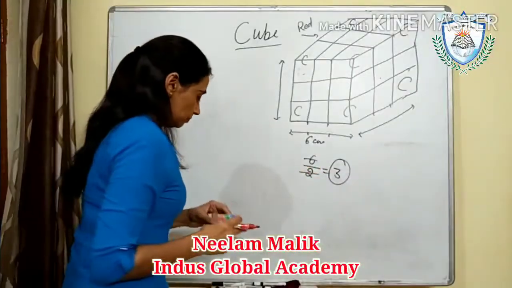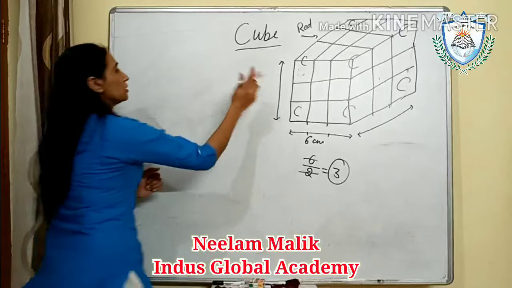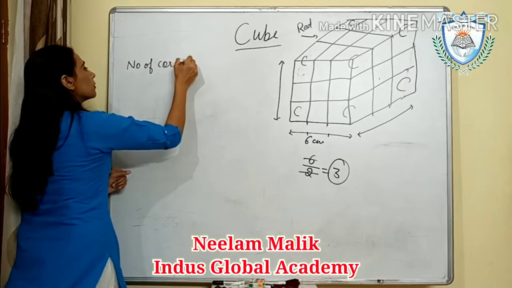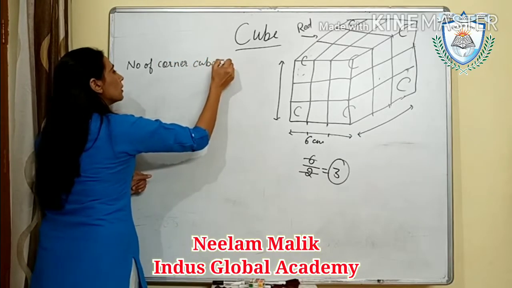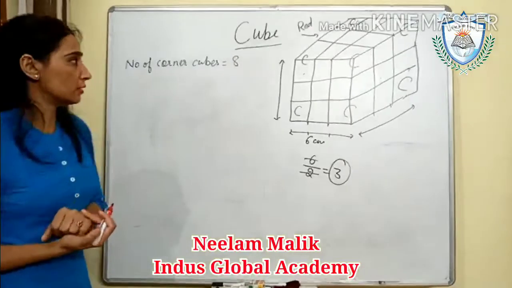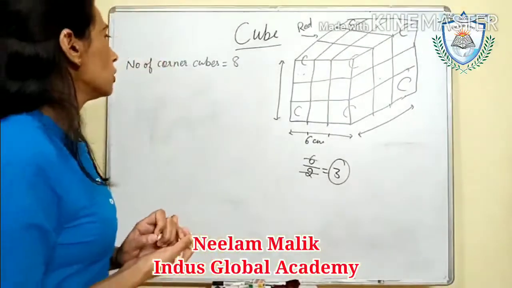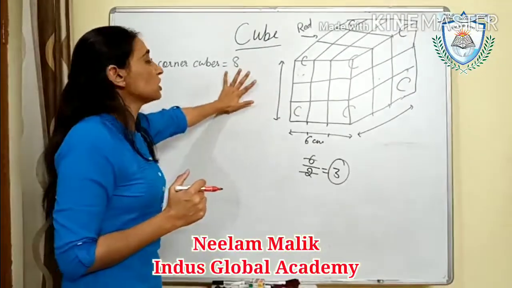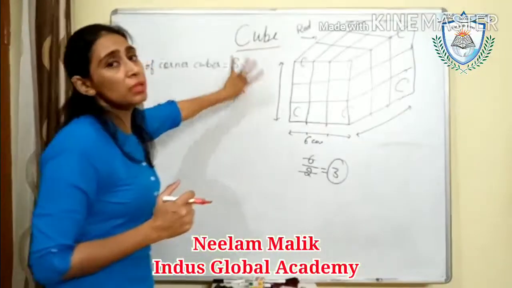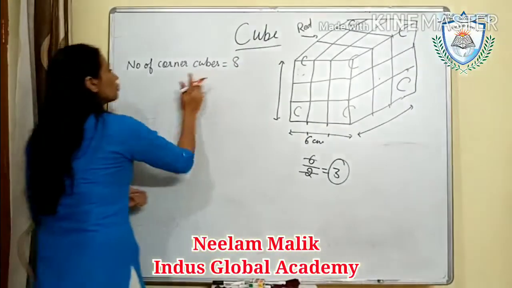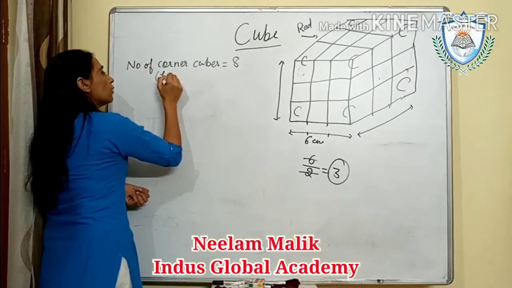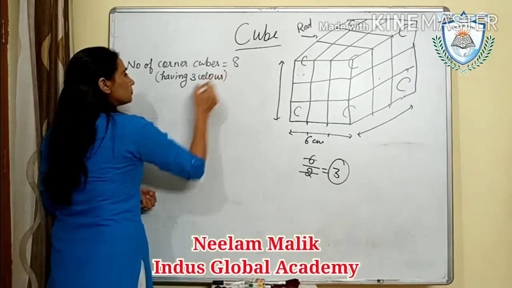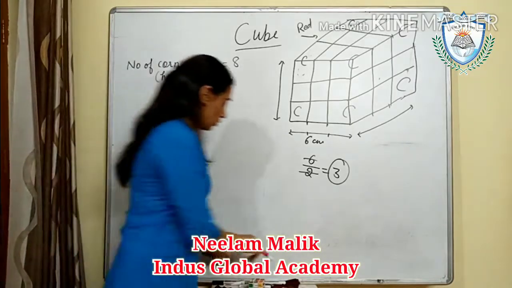So now we will write here: number of corner cubes is 8. In all cubes, it will not depend on the size of a cube. Always the 3-colored cubes, the corner cubes, will be 8. So the number of corner cubes, or you can say cubes having 3 colors, is 8.